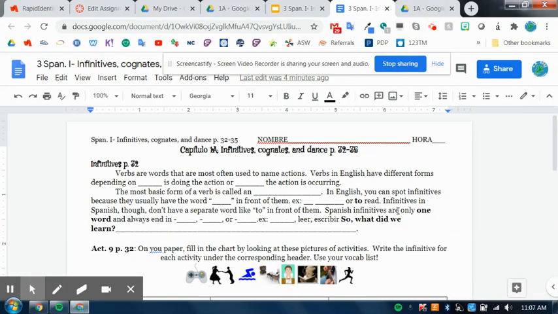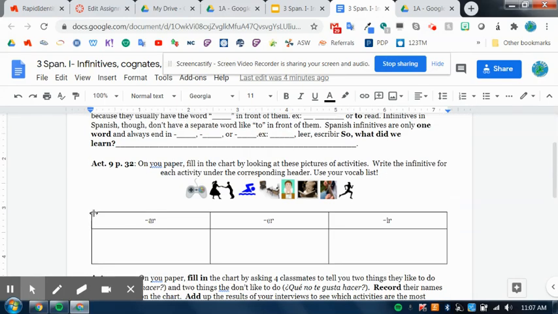Go ahead and write that down. Next on your paper, looking at the pictures that are given here, separate those verbs by their ending, AR, ER, or IR. So if you look at the video game, look at your vocab list. How do you say to play video games? Jugar videojuegos, right? Jugar ends in AR. So we're going to put it under AR.